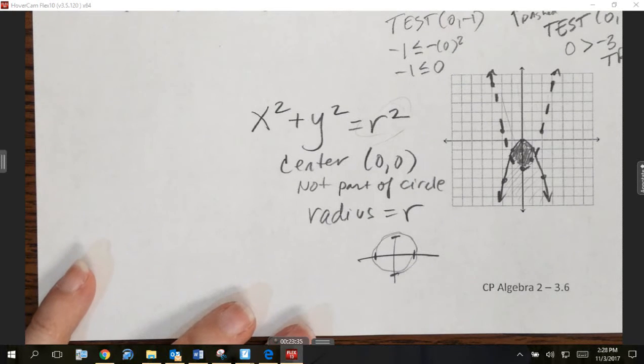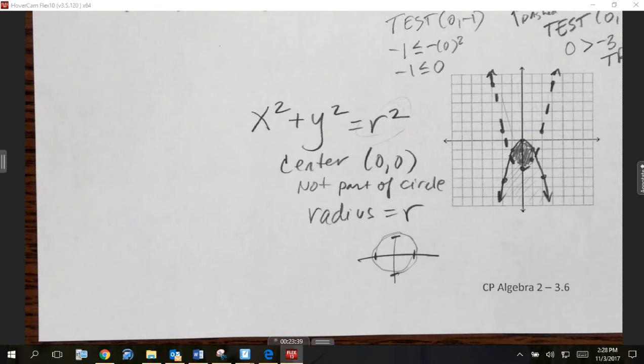But these are inequalities, so you're going to have to figure out if it's dashed or solid, and you have to test the point to see if you shade inside or outside the circle. Okay? So your assignment is a worksheet. I'll go ahead and pass this out, and swap them up. You're going to have some time to work on that, too.